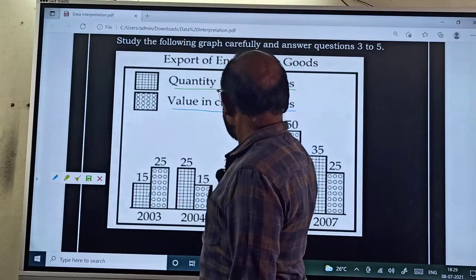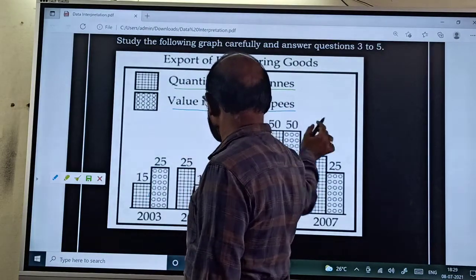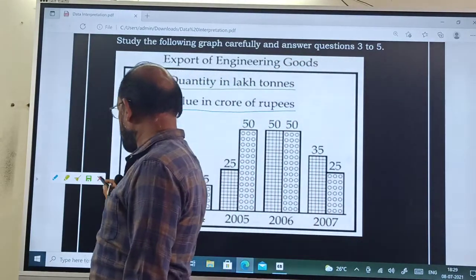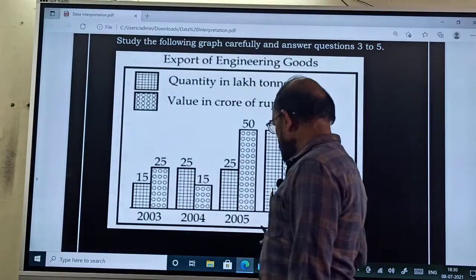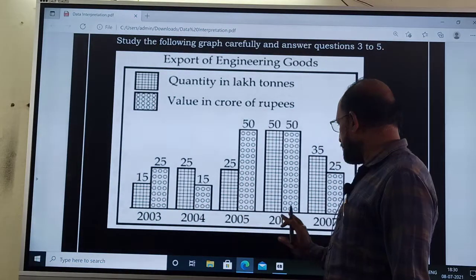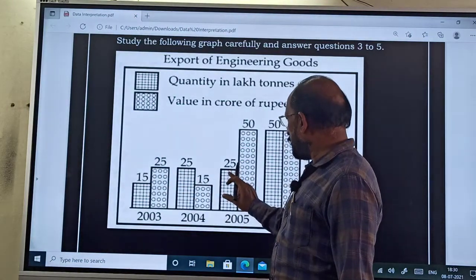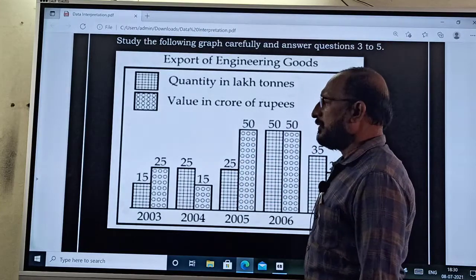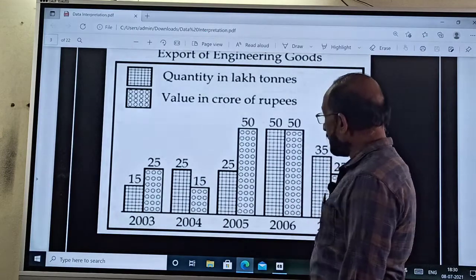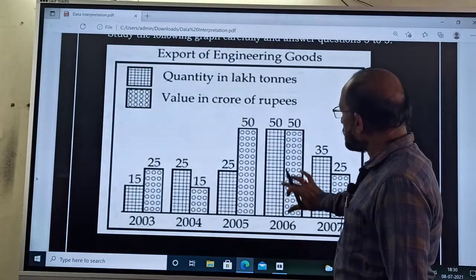Okay, so the square boxes represent the quantity and the circle boxes represent the value, in rupees crores. Let's see what the problem is. Identify the years 2003, 2004, 2005, 2006, 2007, with quantities 15, 25, 50 and values 50, 35 and 25. So what is the problem? How did they give it? We'll see that.